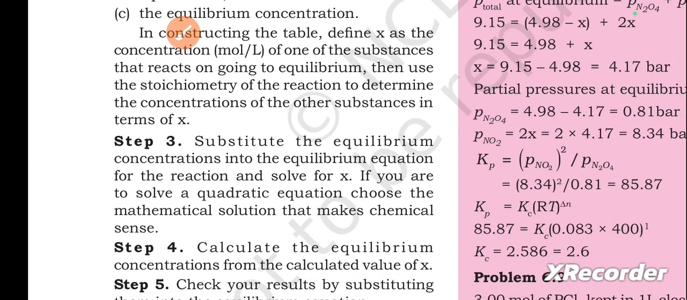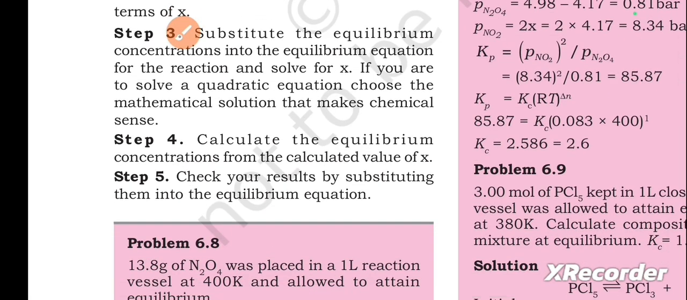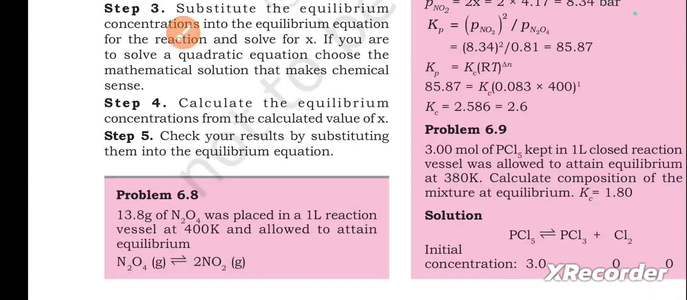Step 3. Substitute the equilibrium concentrations into the equilibrium equation for the reaction and solve for X. If you have to solve a quadratic equation, choose the mathematical solution that makes chemical sense. Step 4. Calculate the equilibrium concentrations from the calculated value of X. Step 5. Check your results by substituting them into the equilibrium equation.